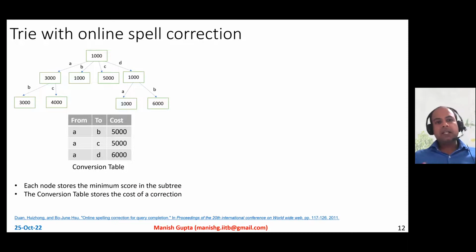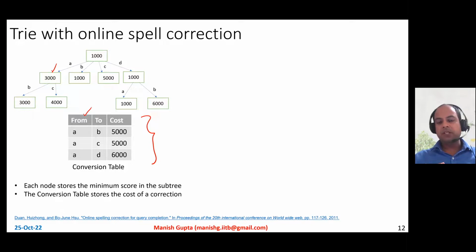Now, the idea is as follows. Typically, if you were trying to extend the query, and the user has already typed in A, you want to convert it in the sense that maybe A is the wrong prefix the user has typed in. Maybe the user was meaning to type B, right? And let's say that there's a conversion table that you already have.